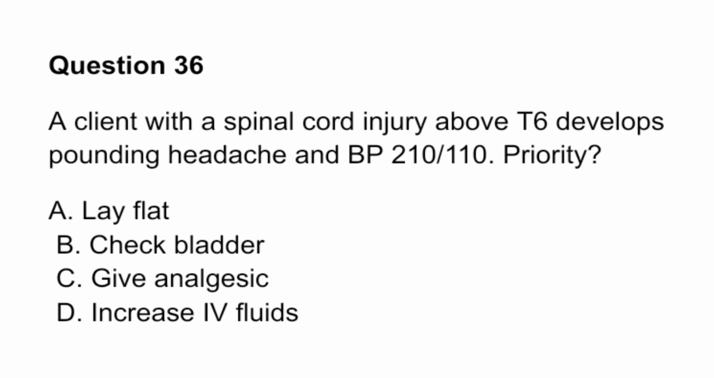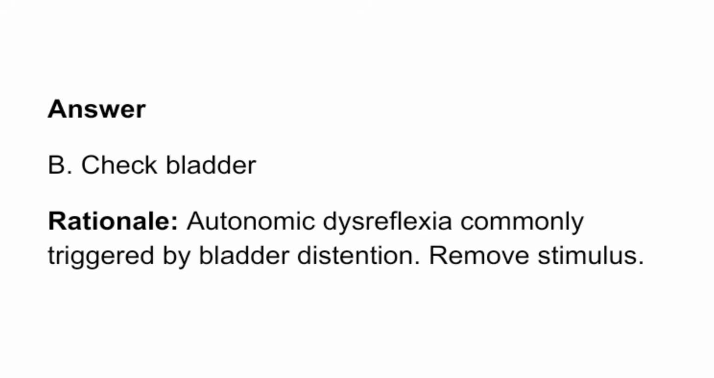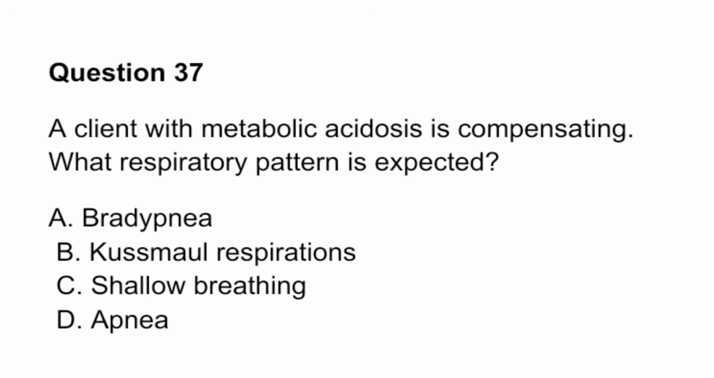Question 36. A client with a spinal cord injury above T6 develops pounding headache and BP 210/110. Priority: A. Lay flat. B. Check bladder. C. Give analgesic. D. Increase IV fluids. Answer: B. Check bladder. Rationale: autonomic dysreflexia commonly triggered by bladder distension. Remove stimulus.